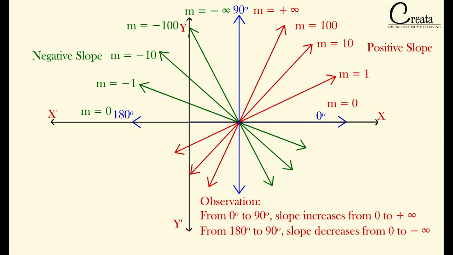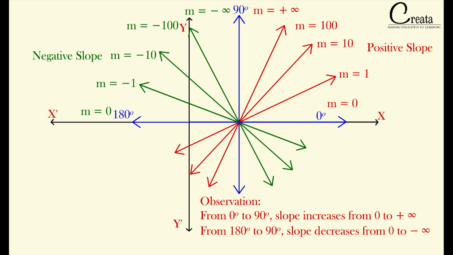Further, you can remember this concept like this. At 0 degree and 180 degree, the slope is 0. And at 90 degree, the slope is positive infinity and negative infinity. That is not defined. Okay? This you should know. So this is the observation that we got from this fundamental.